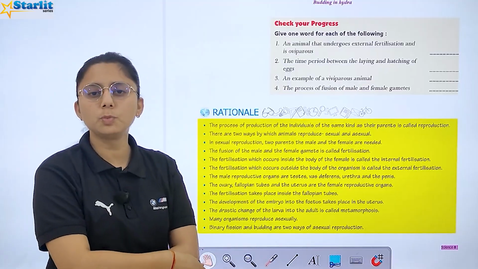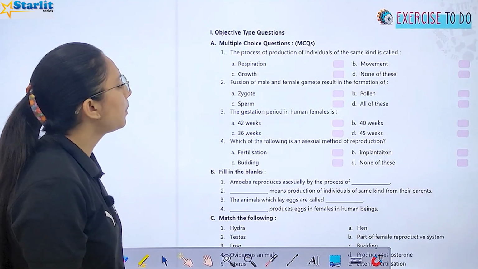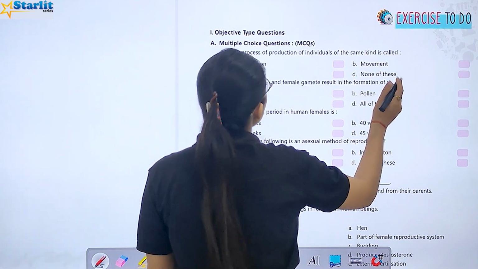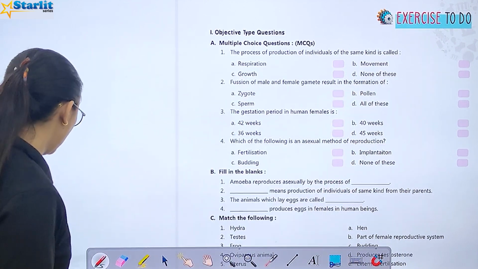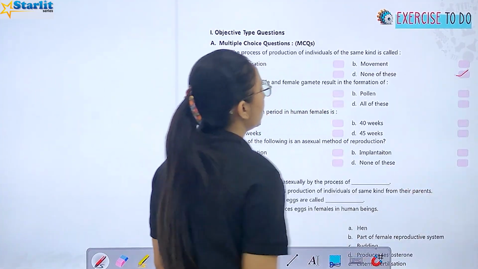Hope you understood. Let's move to the exercise now. First is the multiple choice question. The process of production of individuals of the same kind, what do we call it? Respiration, movement, growth or none of these? It is none of these. It is reproduction.